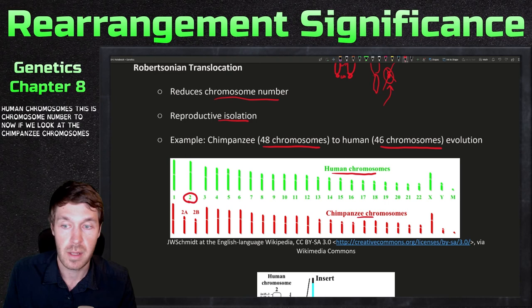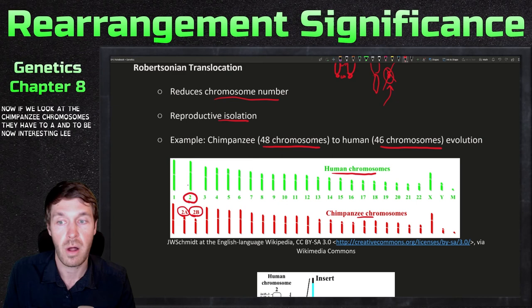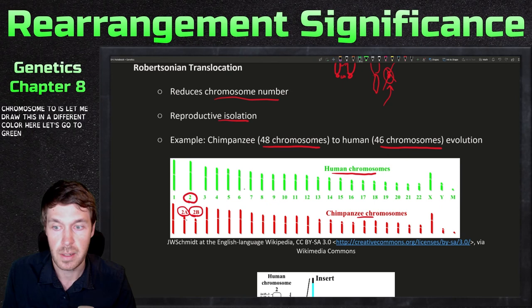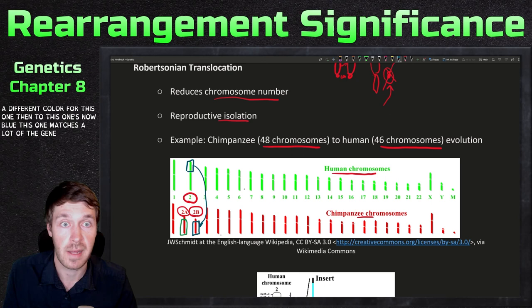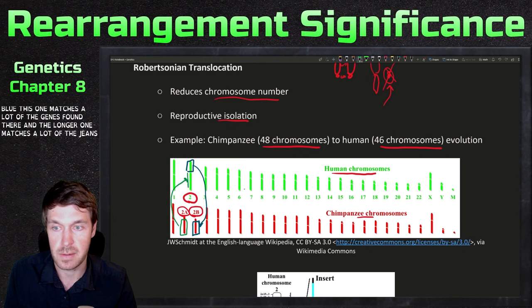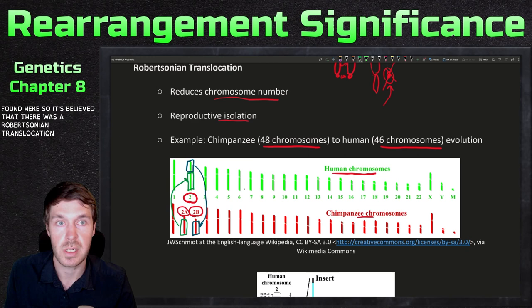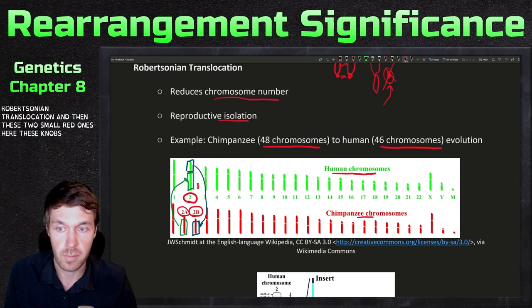Now, interestingly, our chromosome 2 is, let me draw this in a different color here. Let's go to green. This region on chromosome 2 and this region on chromosome 2B, actually, let me choose a different color for this one. So this one's now blue. This one matches a lot of the genes found there, and the longer one matches a lot of the genes found here. So it's believed that there was a Robertsonian translocation, and then these two small red ones here, these knobs, also formed but were lost in the process. So that reduced our total chromosome number.